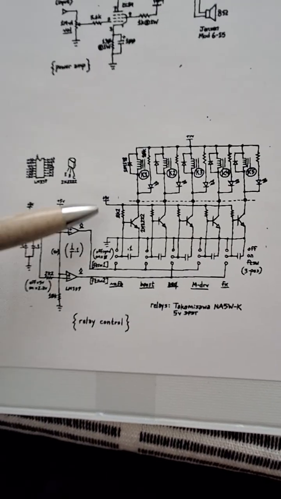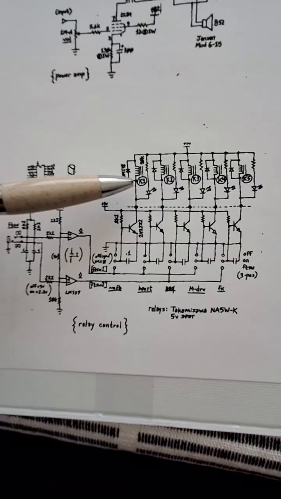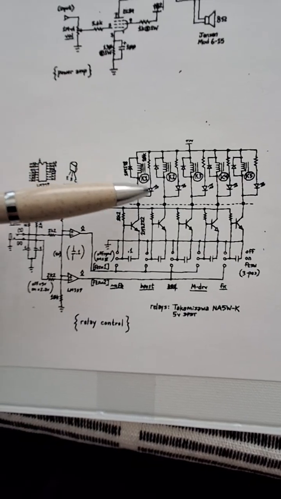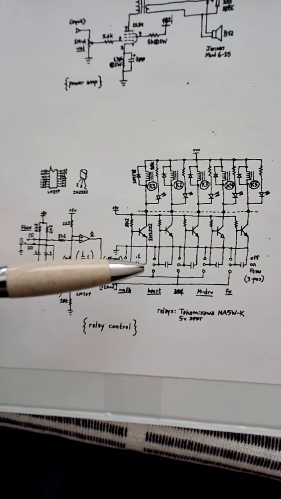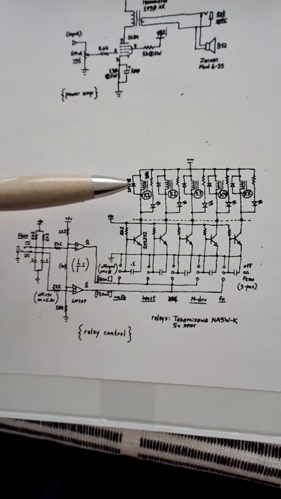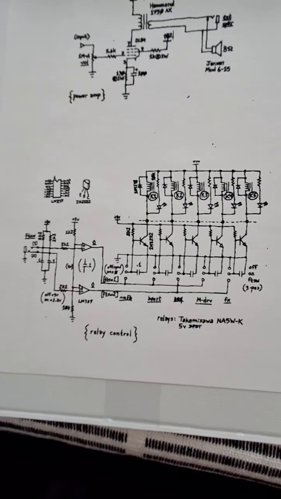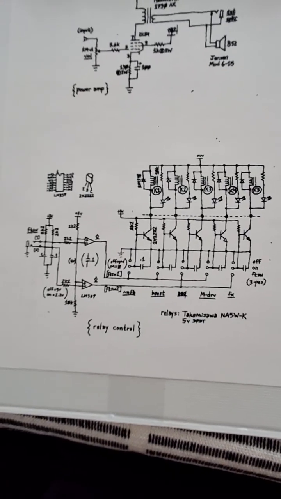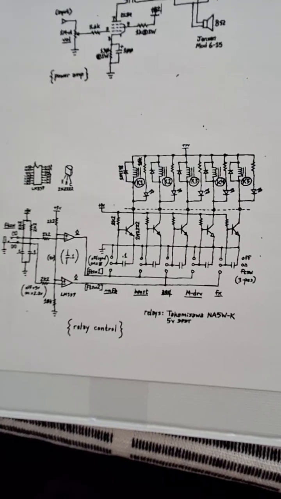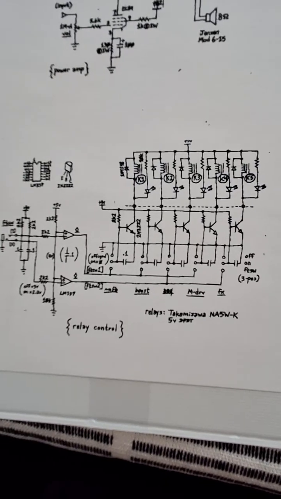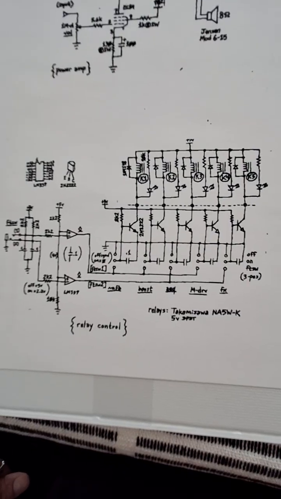But as you can see, I've got the NPN transistors that switch both the relay coil and the indicator LED by pulling those to ground. And then of course there's the reverse diode to short out the inductive spikes that are induced whenever a relay switches, the protection diode. So that's a standard feature of all my relay circuitry.